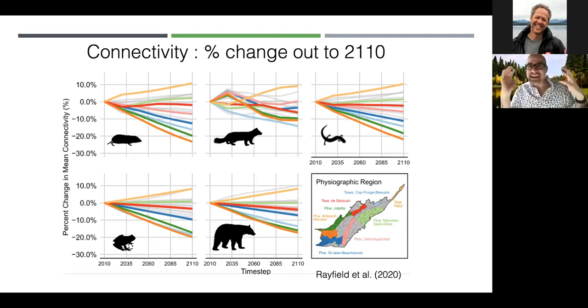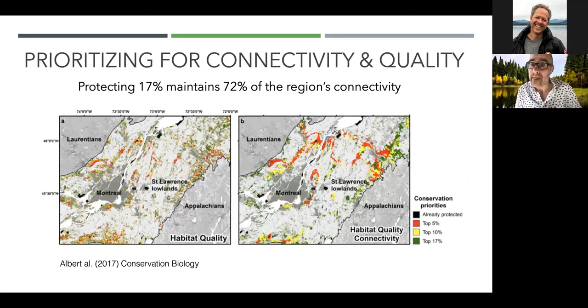So if we don't take a scenario approach, if we don't take into account the future, we're going to misestimate how connectivity is changing over space and time, and from the perspective of different species. And what we're able to do is then start to map this knowledge to targets, right?